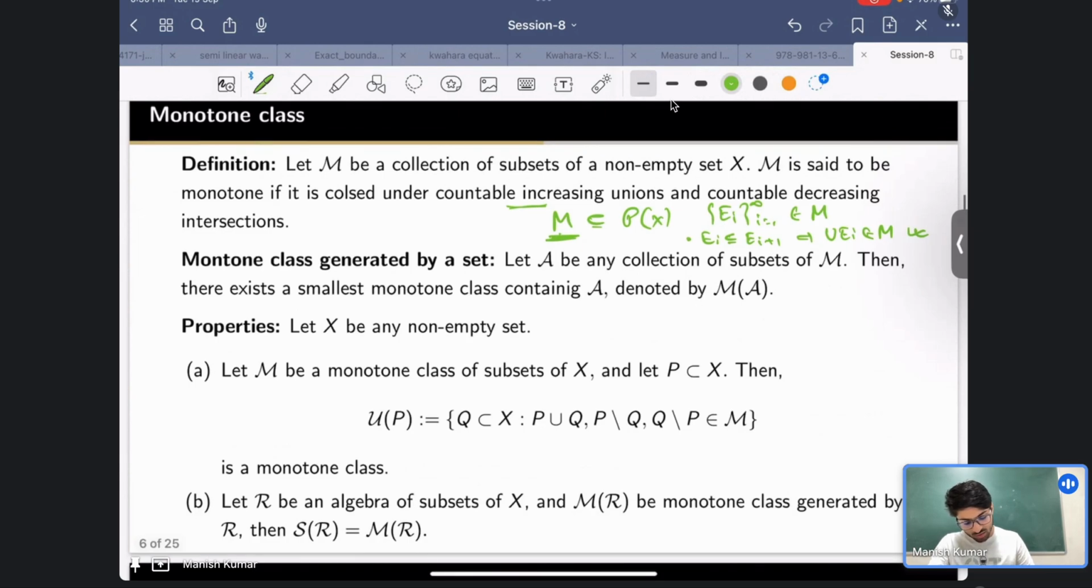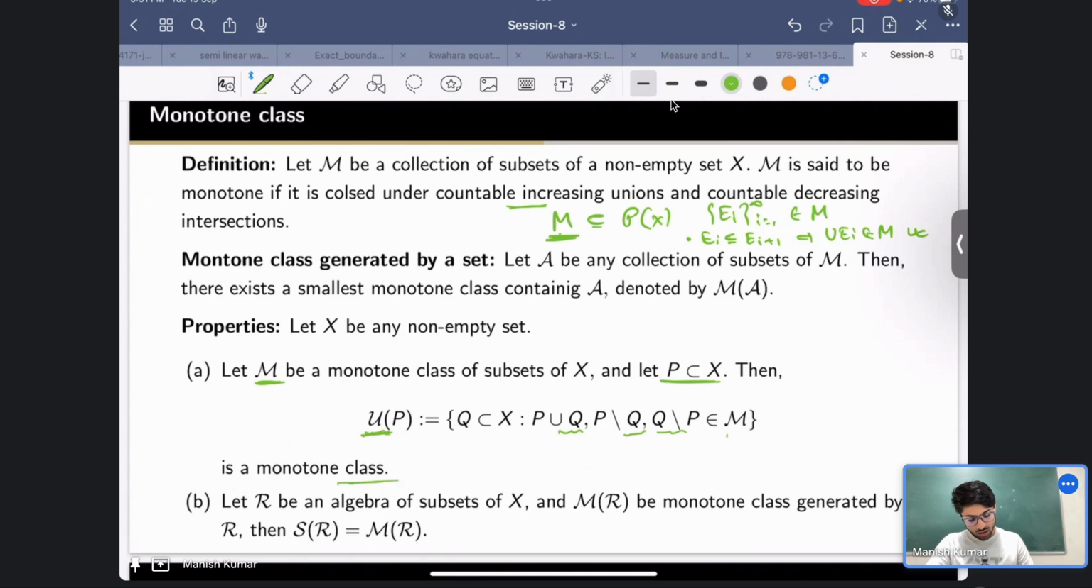Suppose you have a monotone class M. Now you define another collection U corresponding to some given P. You choose P initially, and then you define the collection which contains all subsets Q of X such that its union with P and its difference with P belong to M. M is given to you, which is a monotone class, and that collection you call U. So if M is monotone, then U is also a monotone class.